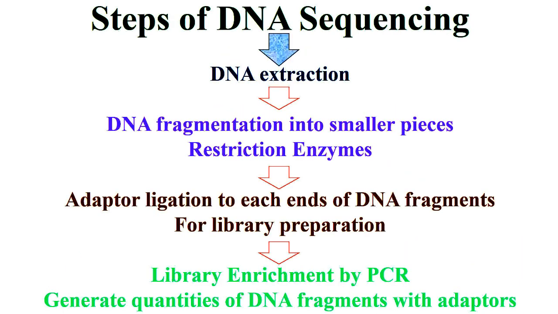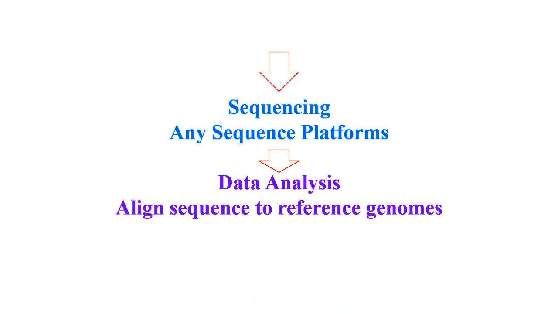So, DNA sequencing is initiated by DNA extraction, DNA fragmentation into smaller pieces by restriction enzymes, and adapter ligation to each end of the DNA fragments, for library preparation and library enrichment by PCR, to generate quantities of DNA fragments with adapters. For sequencing, any of the sequencing platforms is used to align sequences to reference genomes, as mentioned in the next slide.